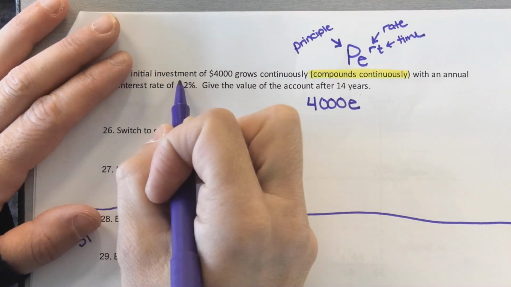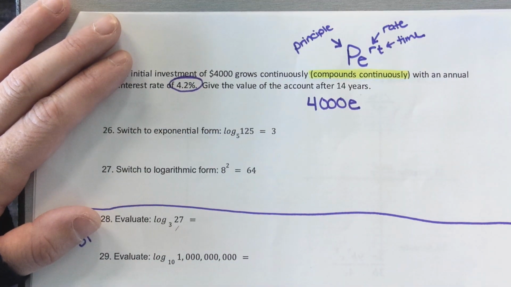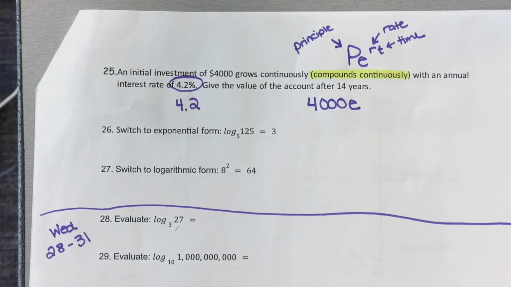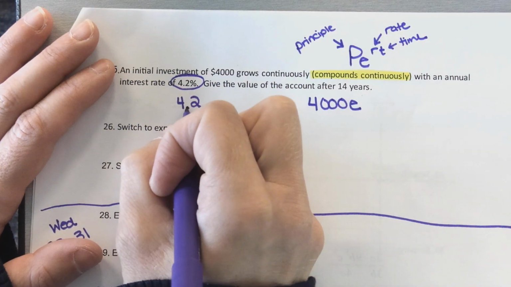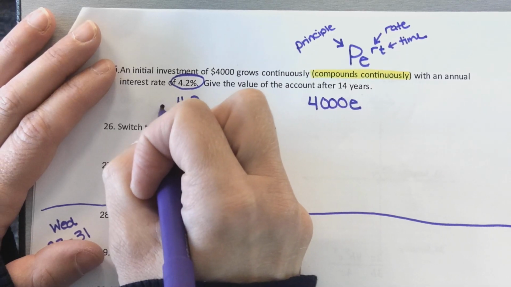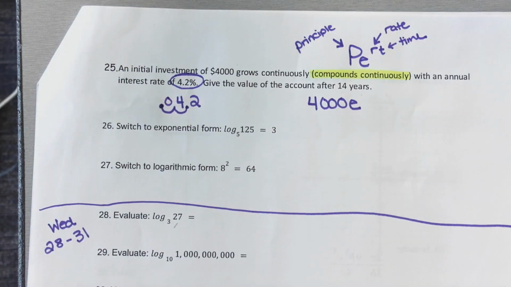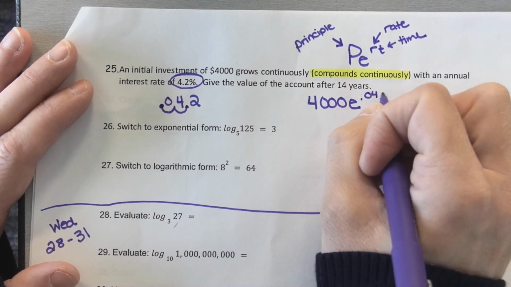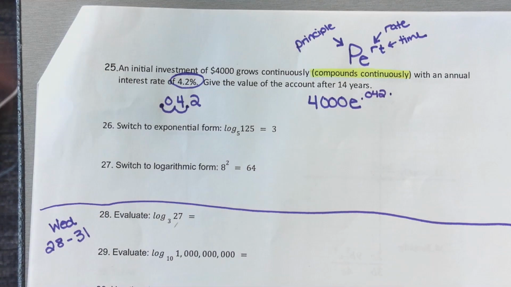Here's where we get a little tricky. My rate is 4.2%. So how can I turn 4.2 into a decimal? Shift it over. Yes, how many places though? 2 times. Yep. It's the little details that are really important here, right? So 0.042 times, how much time are we leaving this in your account?